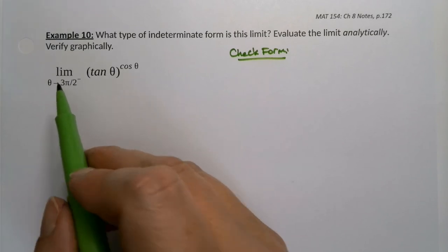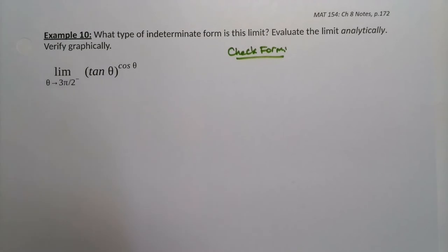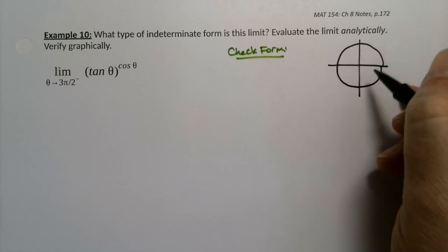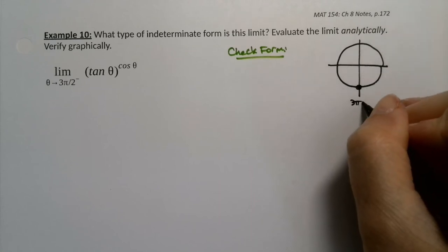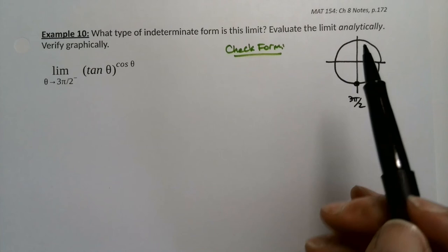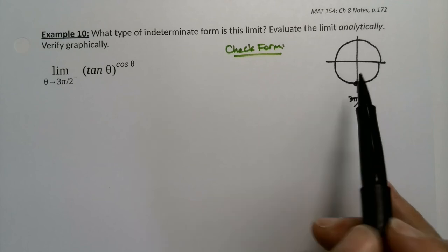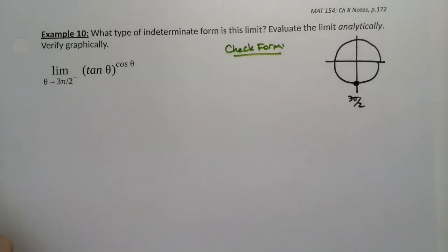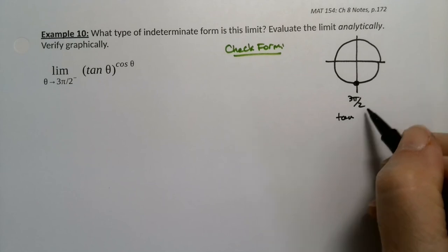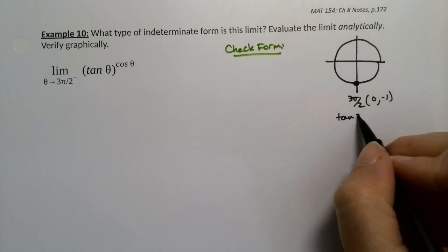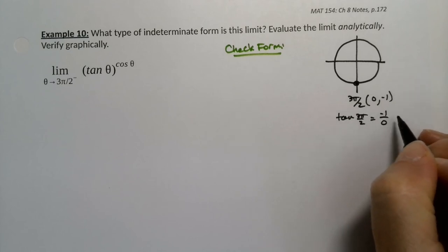Okay, so let's think about that. We're taking the tangent of theta. Tangent is sine over cosine, right? So let's draw a little unit circle real quick. Okay, 3 pi over 2 is right down here. So I want to approach 3 pi over 2, and as I approach 3 pi over 2, the tangent of 3 pi over 2 is, because this is over 0 down -1, right? So the tangent of 3 pi over 2 would be -1 over 0, which is infinity.